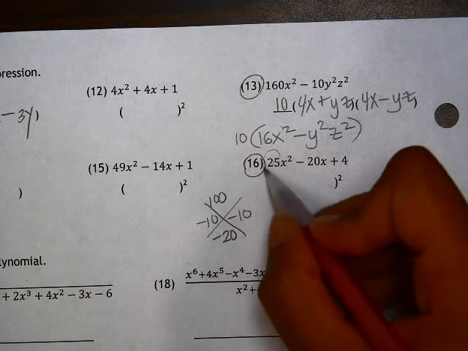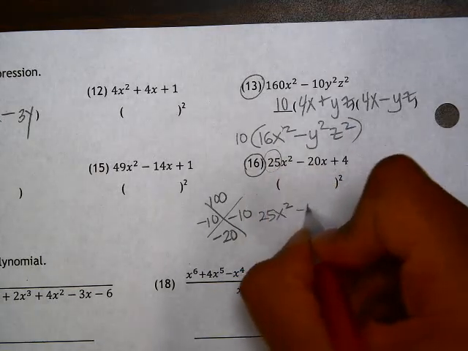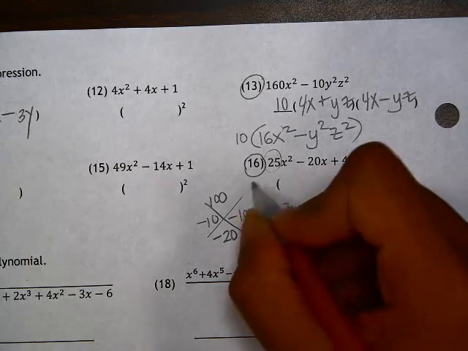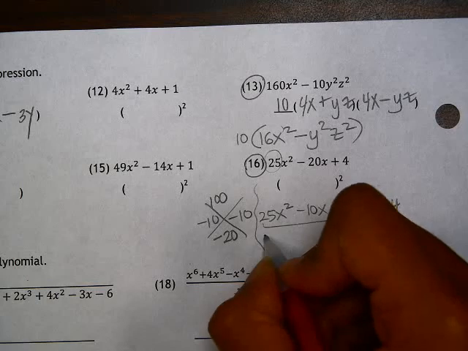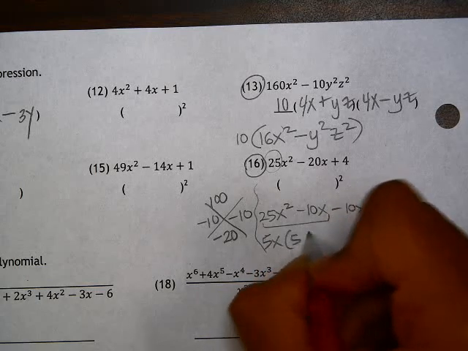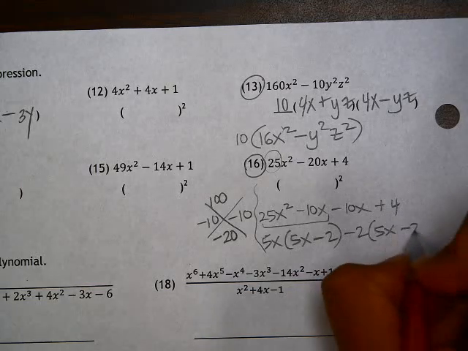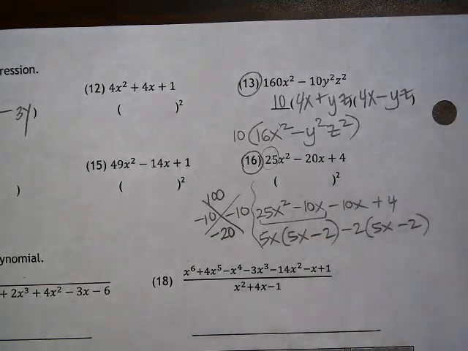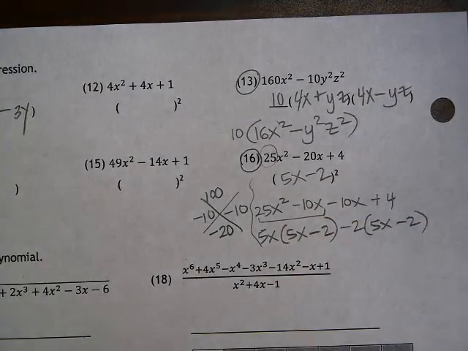But we have this 25 out front here, so let's go ahead and do grouping. 25x squared minus 10x plus 4. Grouping gives us 5x times 5x minus 2, negative 2 times 5x minus 2. So our factors are actually 5x minus 2 times 5x minus 2, or 5x minus 2 quantity squared.